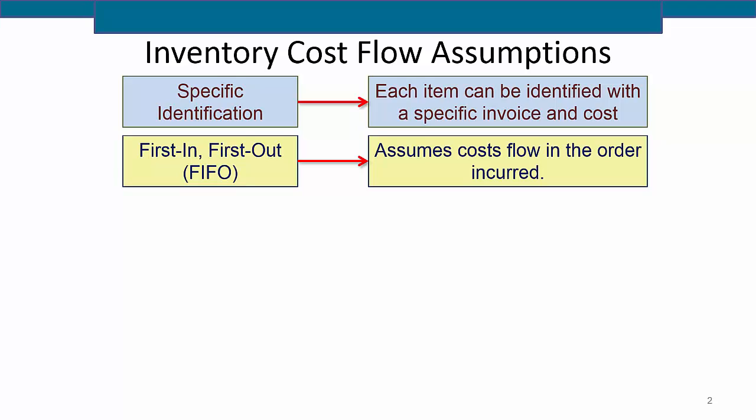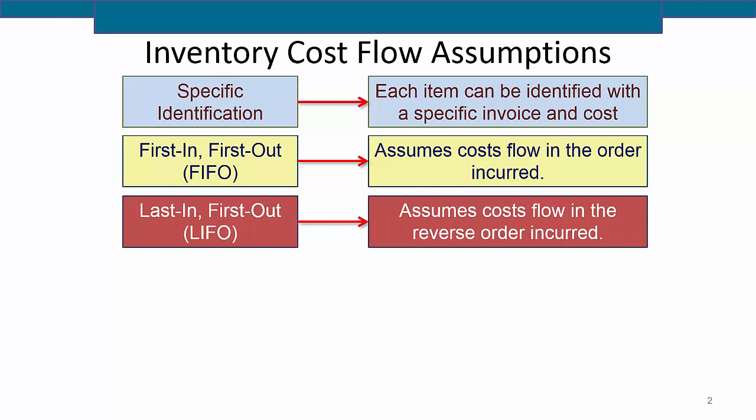Now, for the other methods, we make assumptions about the inventory cost flows. First in, first out, or FIFO, assumes cost flow in the order incurred. In other words, the first inventory items purchased are the first inventory items sold and reported in cost of goods sold. This also means that the items purchased most recently are assumed to be in ending inventory. When you think about FIFO, think about how a grocer would want milk to be sold first: first into the store, first out of the store. The word out means sold.